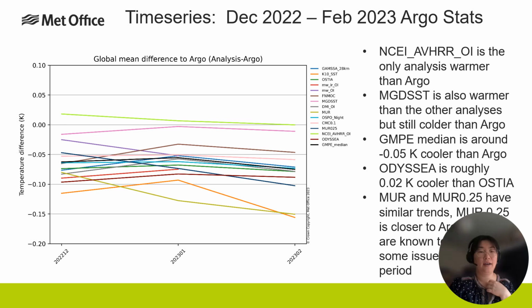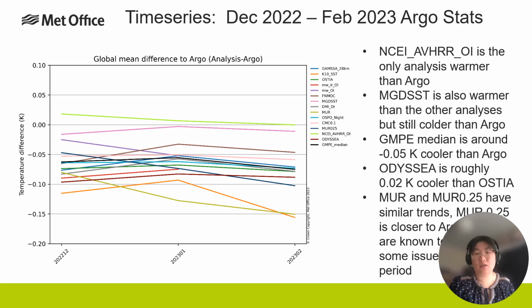Just to highlight a couple of analyses that we're interested in. The GMPE medium is the black line somewhere around minus 0.05 Kelvin here. The ODYSSEA is a dark green, which is very similar to GMPE medium. The MER full resolution is this yellow line, and the quarter degree is a dark blue line, kind of going a similar trend. The ODYSSEA is a darker brown, which is around minus 0.07 Kelvin in here.